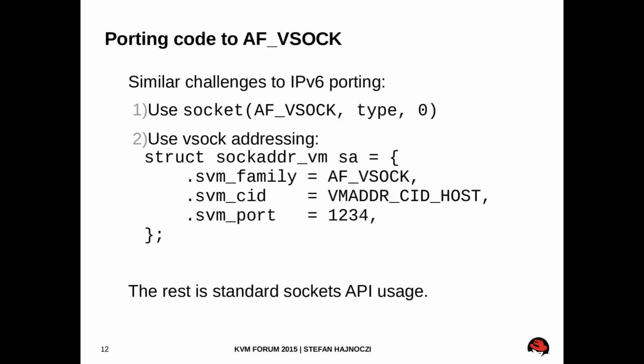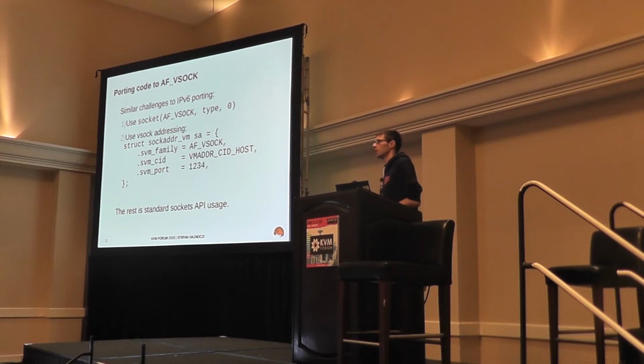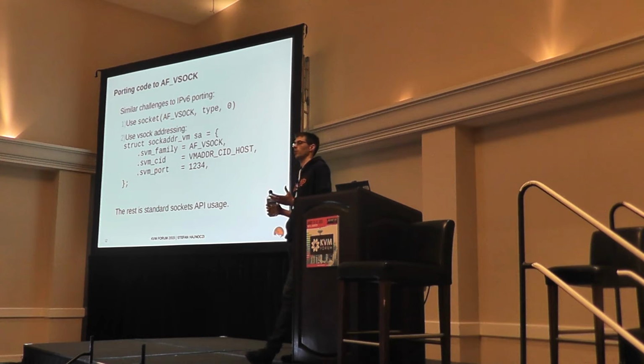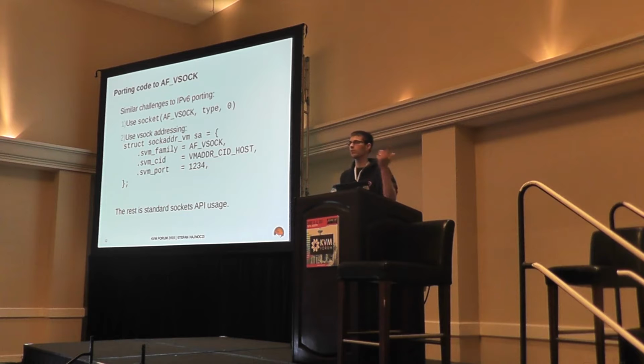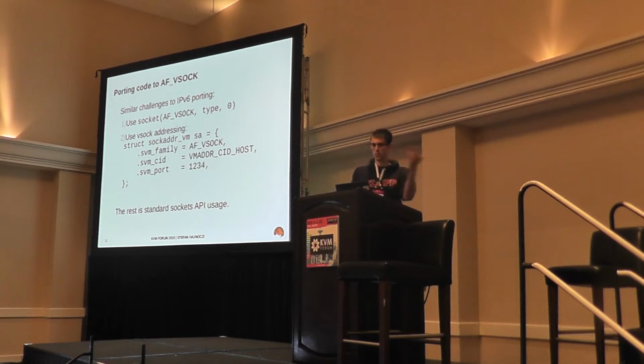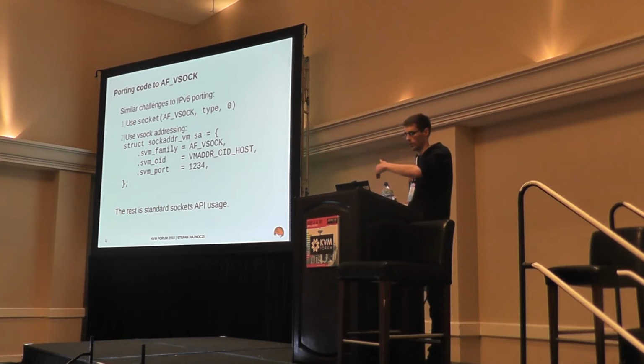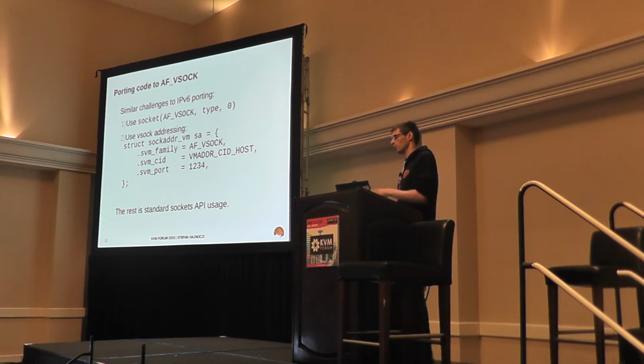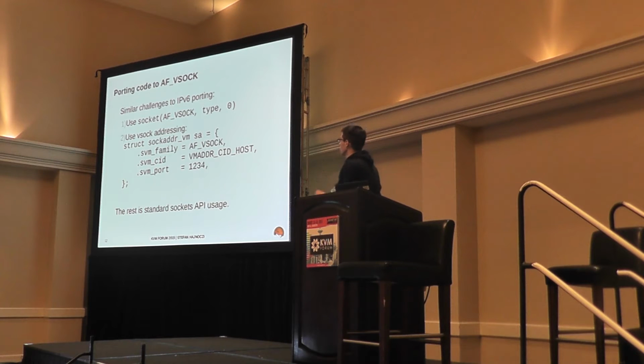Okay, so porting code to vsock. If we take just any little network program, like netcat, for example. Netcat knows how to speak IPv4, knows how to speak IPv6. It can do UDP and TCP. So it would be nice to add vsock support to it as well, so that you could use the netcat utility to talk to your VM or from the VM to the host. What code changes are necessary? What do we need to do to netcat to make it work with vsock?